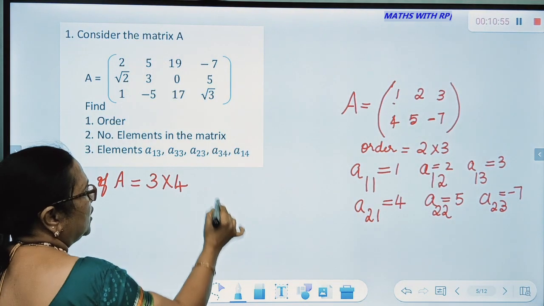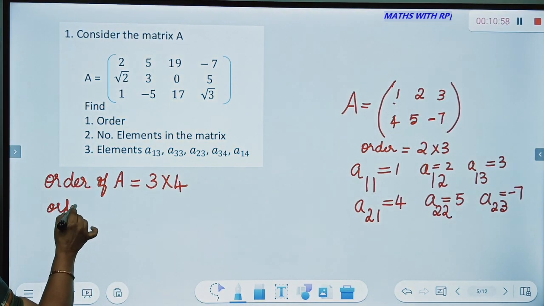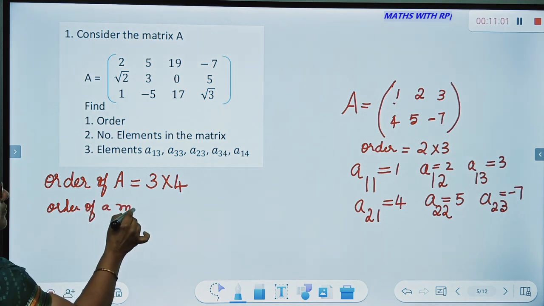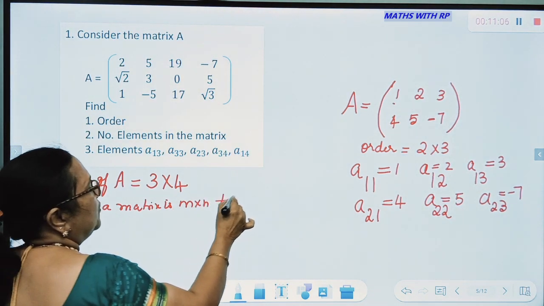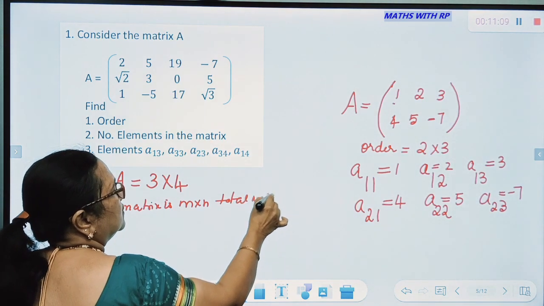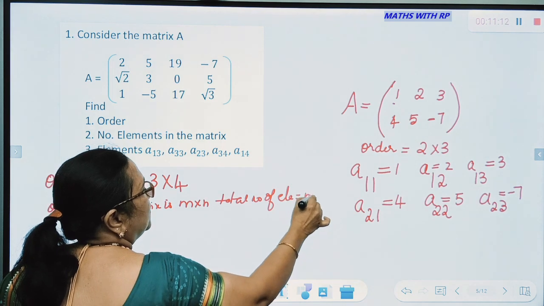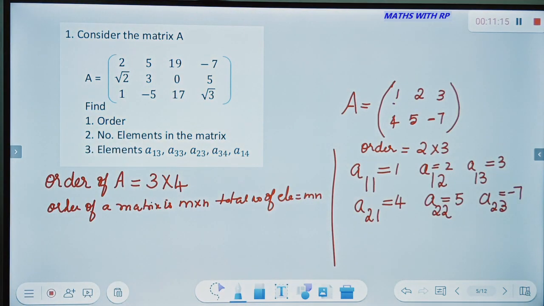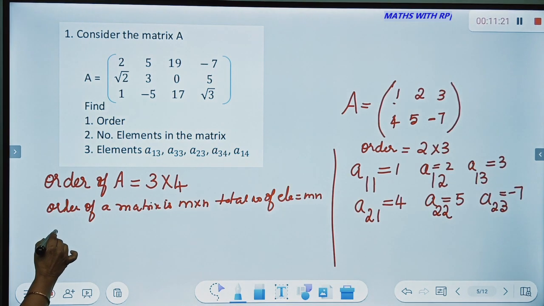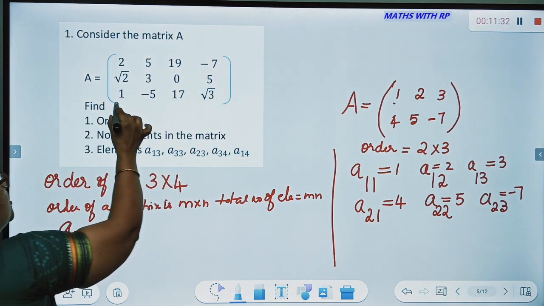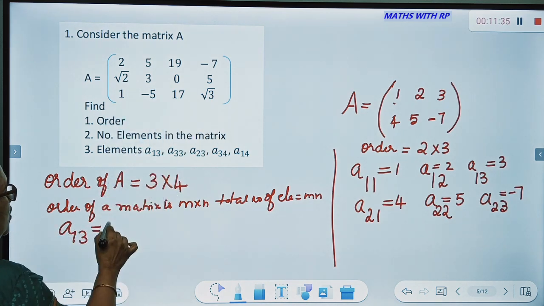So if the order of a matrix is m by n, then the total number of elements will be m into n. Is it clear? Now we have to identify what are all these elements. Okay. Now A13 is the first element in the third row. So this is the third row, first element. First element, third row. So it is 1.